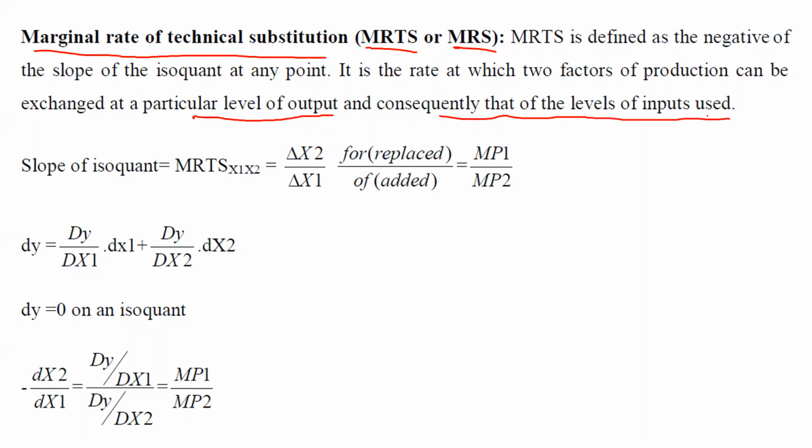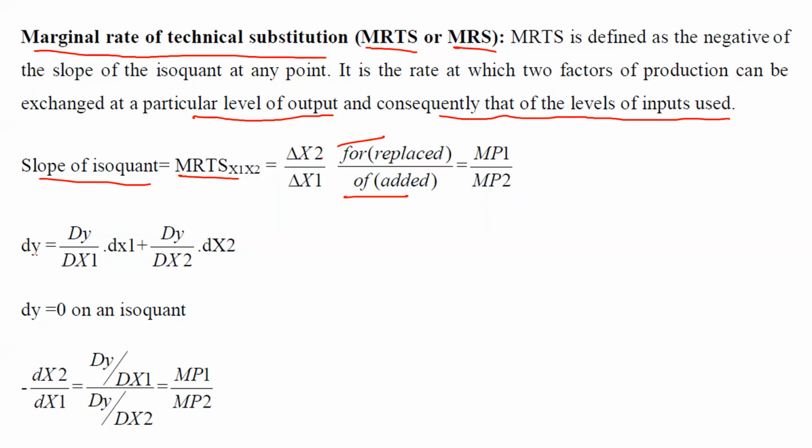It is the rate at which one factor is substituted for the other factor to maintain the same level of production, in simple language. So it is nothing but the slope of the isoquant. So the slope of the isoquant is equal to MRTS, that is marginal rate of technical substitution, which is equal to delta x2, that is change in x2 divided by change in x1. Here x2 is the replaced product and x1 is the added product, or we can say it is equal to marginal product of x1 divided by marginal product of x2.